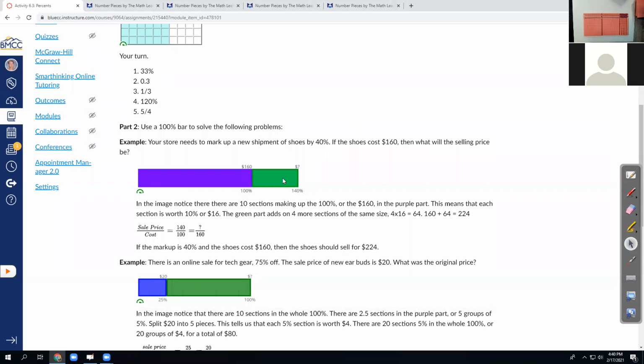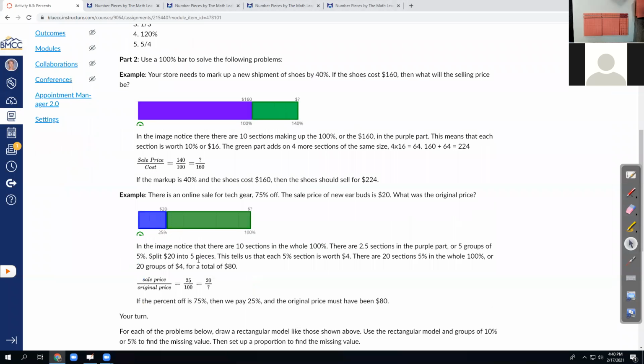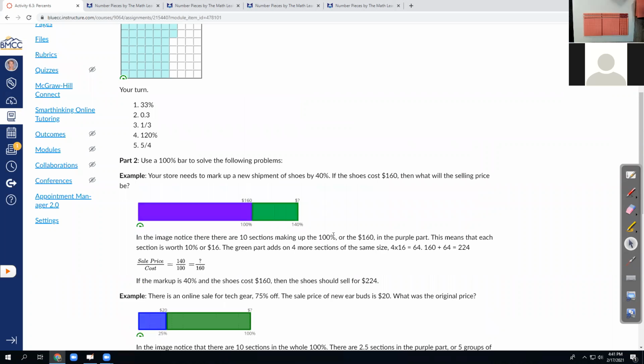But if you're bored over the weekend, take a look at section 6.3, take a look at these examples. We'll do stuff like this in class. So I just wanna teach you how we can use graphics to solve a problem involving percent increase and percent decrease. And so that's what we'll be doing in the next class.